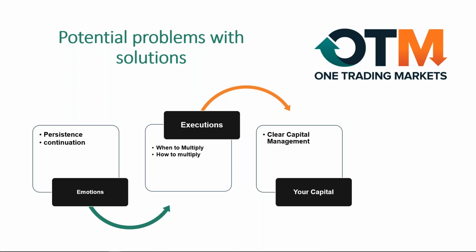Okay, so this is the first thing. The second thing is the execution. You always have to know from the beginning when to multiply and how to multiply. For example, if you started multiplying at 20 pips, you keep multiplying at 20 pips till the market goes in your favor. No changing at all.